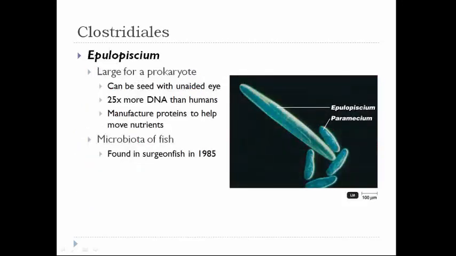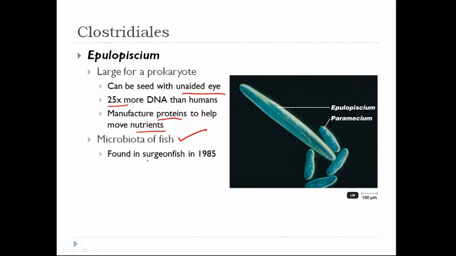Now, this guy right here is also in the same category, but I want you to notice what he looks like. What's so cool about him is he's huge. You can actually see him with just your naked eyes. He has 25 times more DNA than humans. He's still a prokaryote. He has no membrane-bound organelles. And we said before that the reason for the cell size is because you have to move things around. So this organism has proteins that actually move nutrients around in it. And it is a fish microbiota.